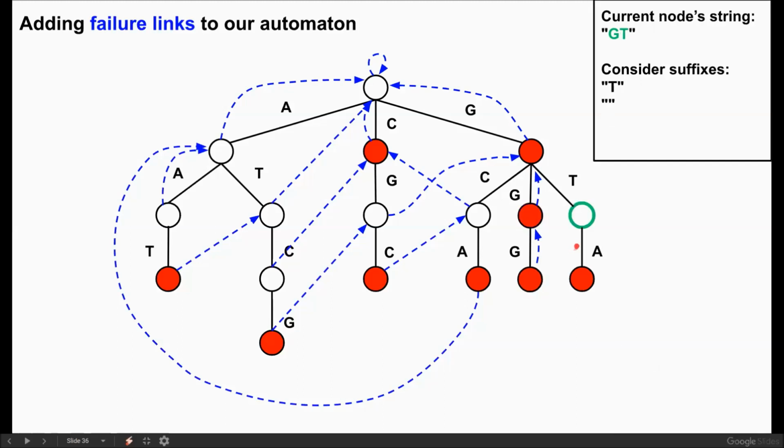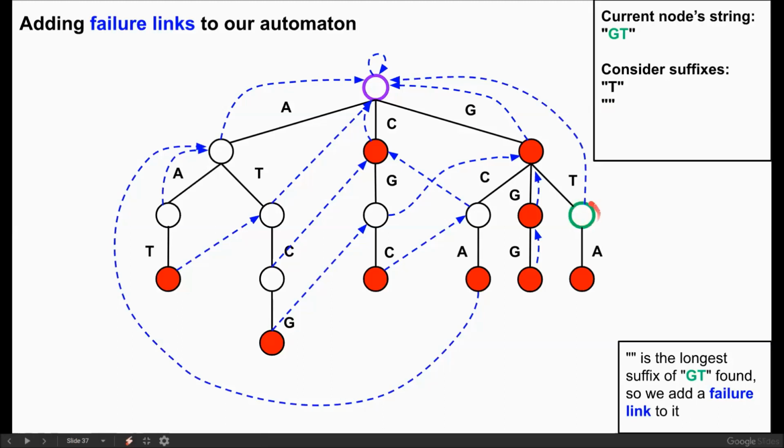Okay, next, we're going to check the string GT. So we're going to consider the suffixes T and then the empty string. So first, let's see if T exists in our automaton. We start at the root, and as we've seen in many cases before, we know that T is not a child, so we know that T is out. So we don't have to check the empty string. That means that we're going to draw a failure link from GT to the root node.